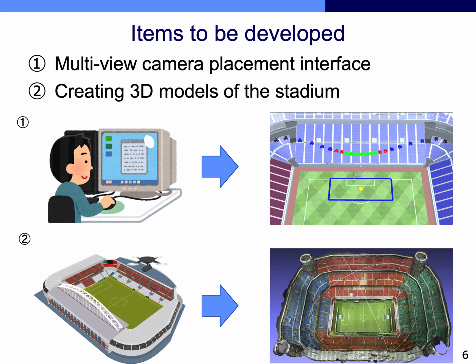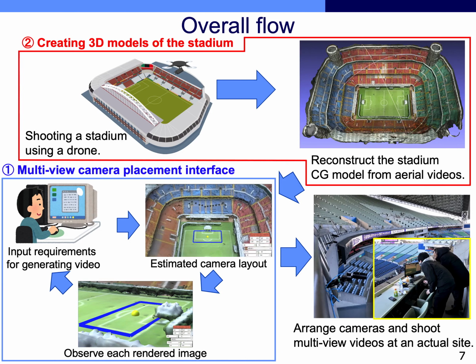In order to realize the camera placement simulation, there are two items to be developed: multi-view camera placement interface and creating 3D models of the stadium. Here is an overview of our research following steps from previous slide. The red box represents the creation of a 3D model, and the blue box represents multi-view camera placement interface.